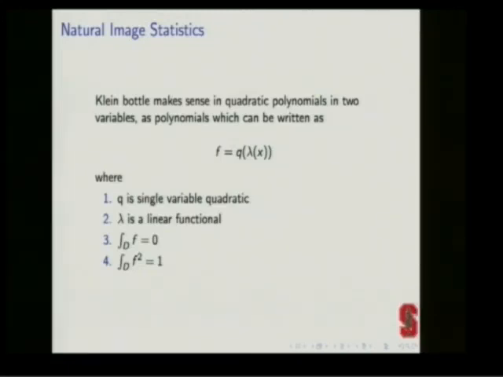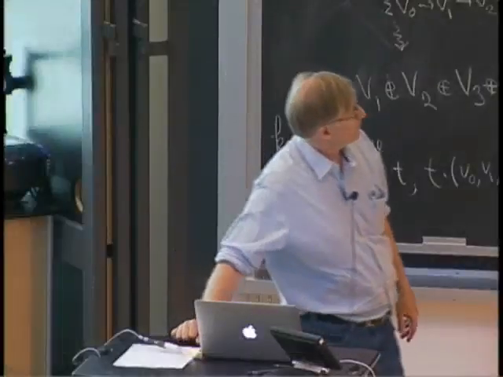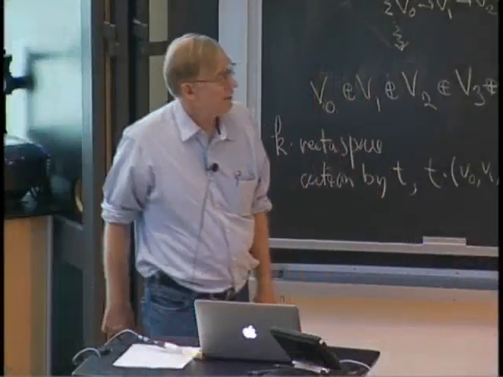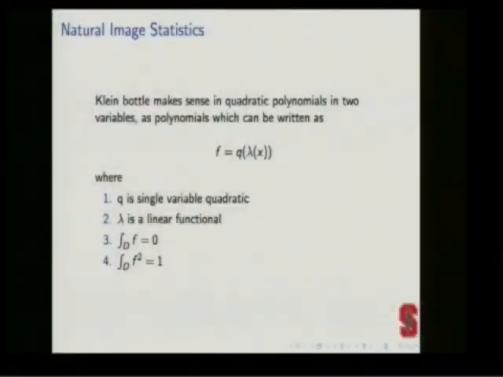But now remember, we did some things to these patches. First of all, we mean-centered them. That means we're going to consider only those patches, and in this case only those functions, whose mean value across the rectangle, or the square, is 0. So that's condition 3 there. Then secondly, we made the L2 norm equal to 1 as well. We can do that here as well and consider a function whose integral of f squared is equal to 1.